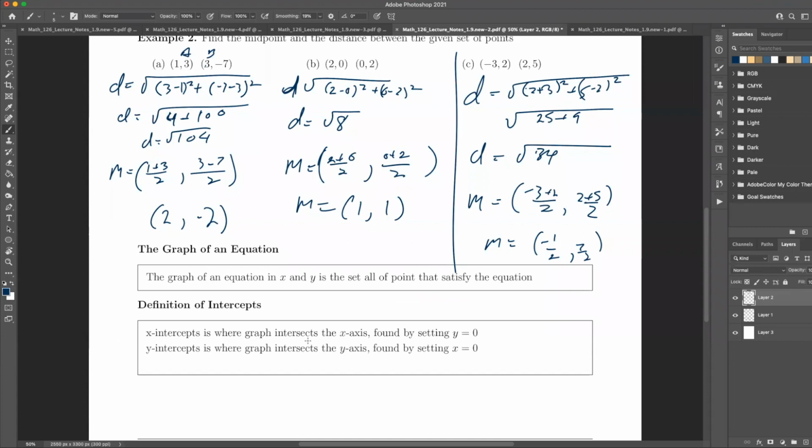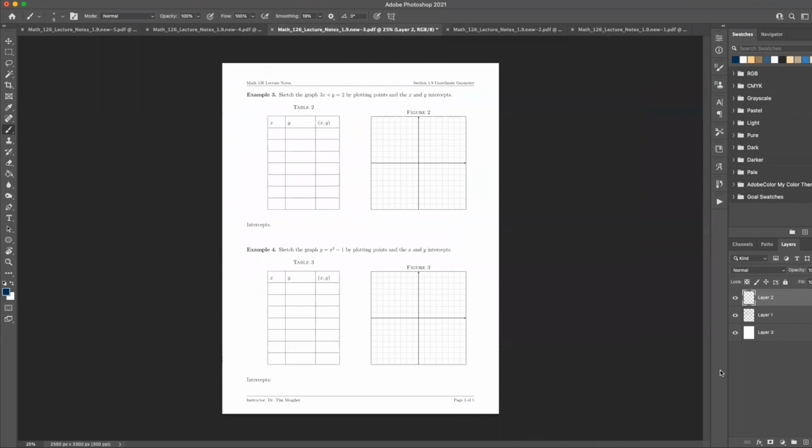The x-intercept is where the graph intercepts the x-axis, so we set y equal to 0. And the y-intercept is where the graph intersects the y-axis, so we set x equal to 0. So let's do these.